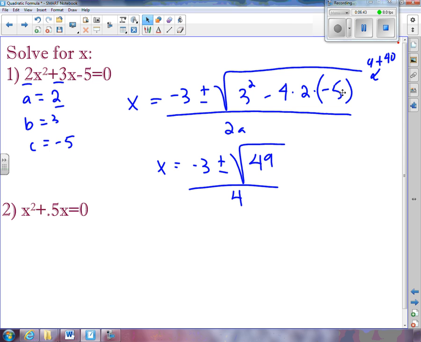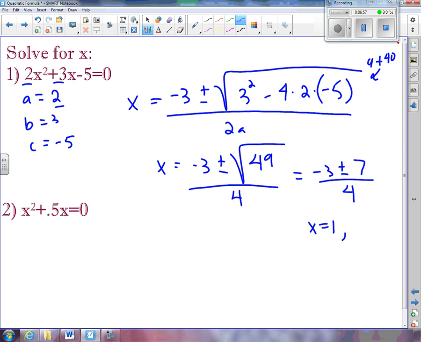So this is negative 3 plus or minus 7 over 4. Now, if you can do that process, go ahead and do it. Negative 3 plus 7 is 4, divided by 4 is 1. And then negative 3 minus 7 is negative 10, divided by 4 is negative 10 fourths, which reduces to negative 5 over 2. So that's the problem. If you wanted to you could get the same answer by factoring this, but this is the method for quadratic formula. So now let's try another example.